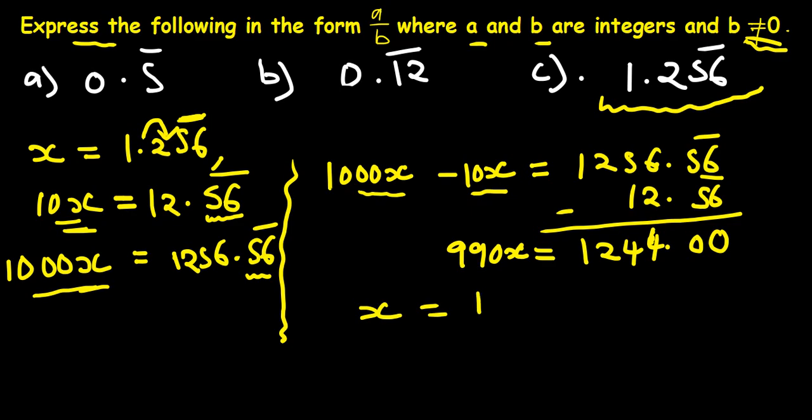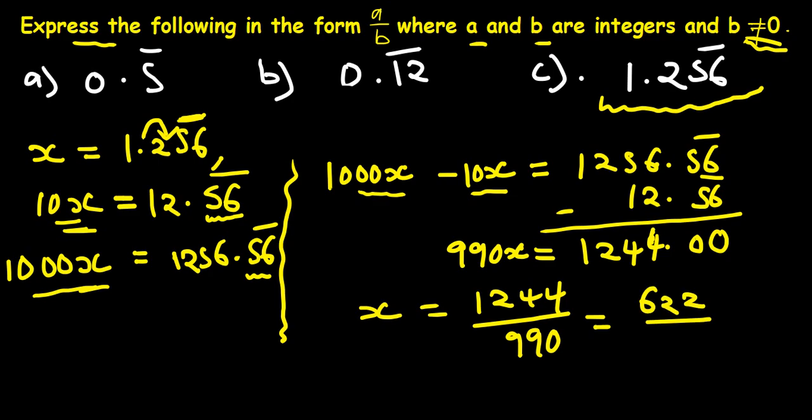To find the value of x, we're just going to divide those two numbers. So we have 1244 divided by 990. Do we have any numbers that can go into those two without leaving a remainder? We see that 2 can go into those two. If you divide 1244 by 2, we are going to get 622. If you divide 990 by 2, you are going to get 495.